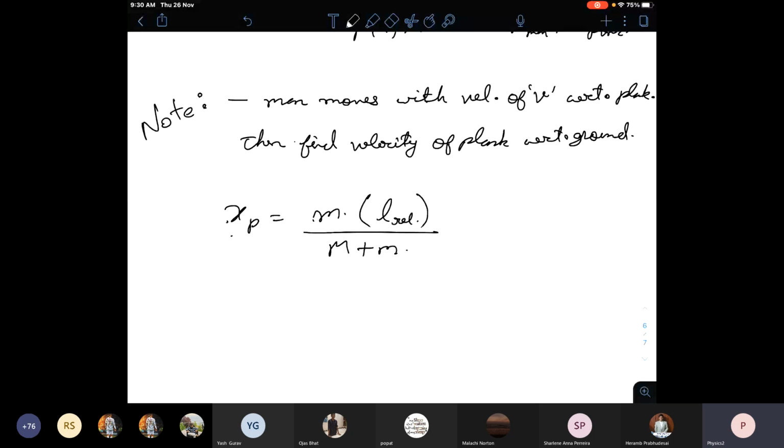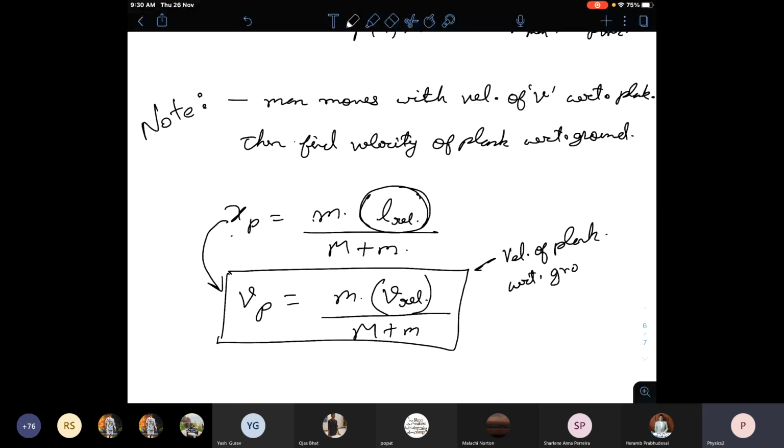To get velocity of the plank, what I have to do is differentiate it. Simple. So velocity of plank will become what? Velocity of plank will be equal to mass of man, which will remain the same, times the distance moved relative, which will now become v relative, velocity relative, upon M plus m. That's it. This is the formula for velocity of plank with respect to ground. Simple. You just have to differentiate the terms.